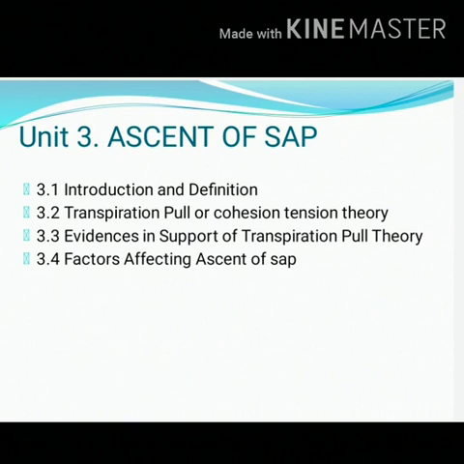Then how do plants circulate this water or uplift this water and minerals from root level up to the shoot apex or up to the leaves? This is what we are going to discuss in this topic, that is ascent of sap. So let's start with the definition of ascent of sap.